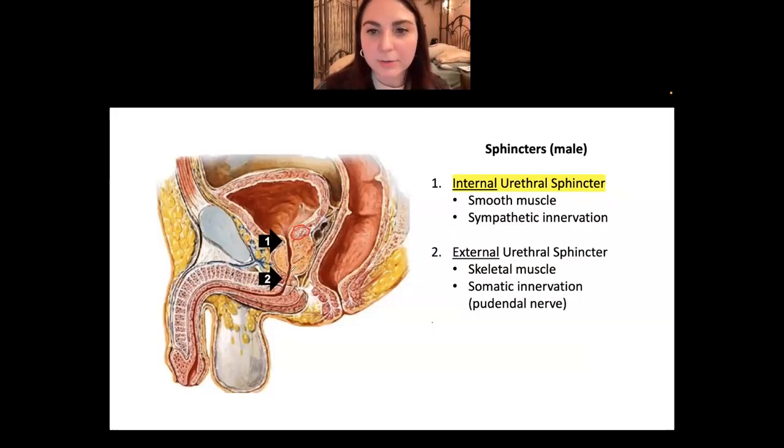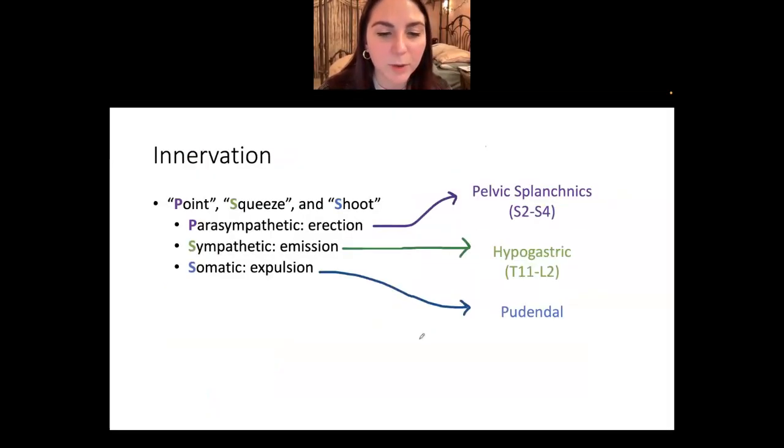Then the external urethral sphincter, which is down here. Actually, I think there's three now that I think about it, because then you have this one out here. Well, all right, then this one down here. This one has skeletal muscle down here, and this has somatic innervation. And we'll talk about innervation. I have a good way to remember it. Actually, I think it's on the next slide.